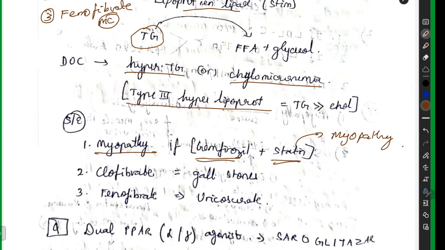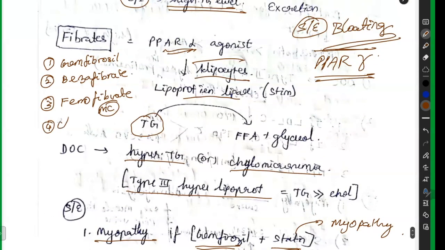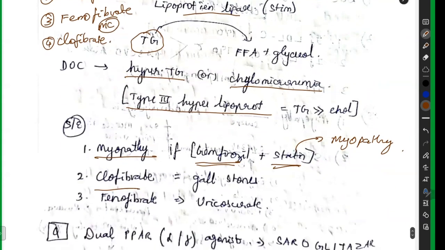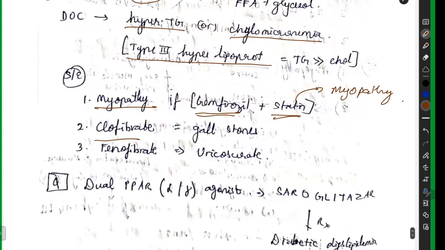Next, you're going to have clofibrate. What is clofibrate? Clofibrate is also one of the fibrate drugs. So add our fourth one, clofibrate. This clofibrate is a very important thing that can lead to gallstones. Fenofibrate can act as a uricosuric drug, that is, it raises the uric acid level in your body. So that is another problem with fenofibrate.